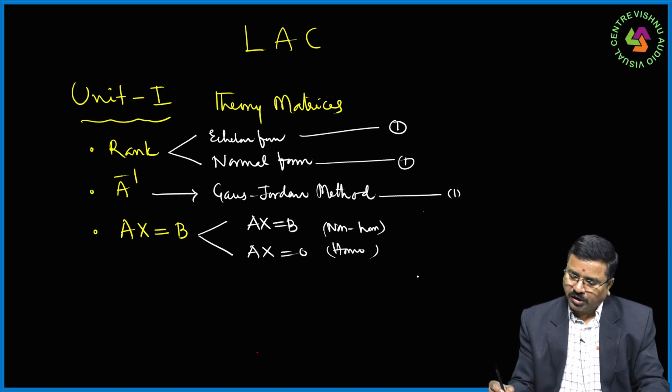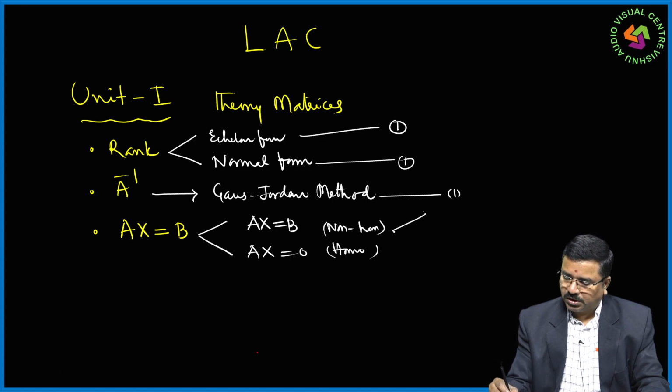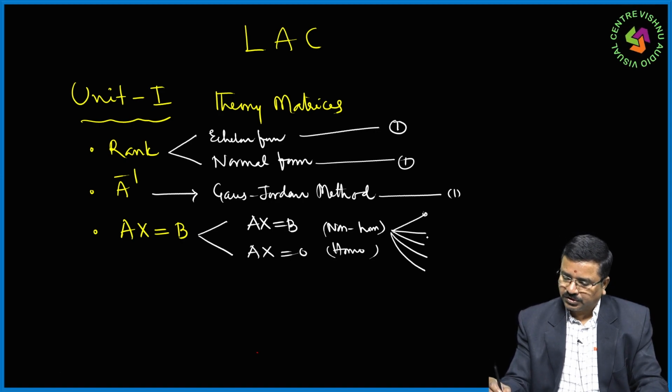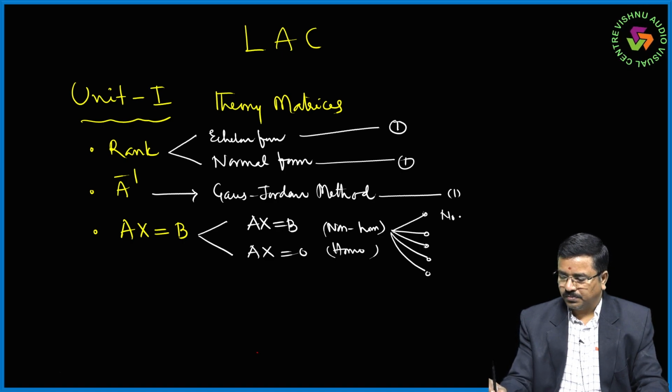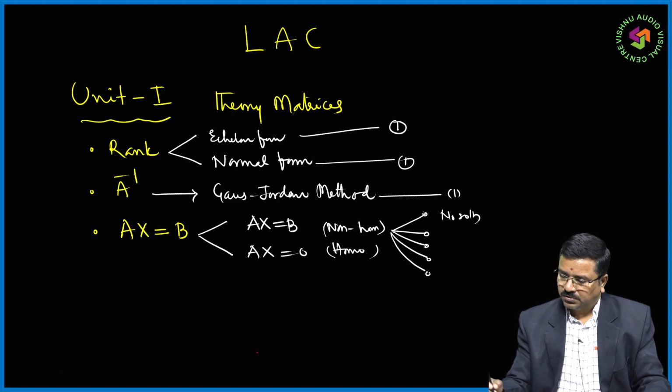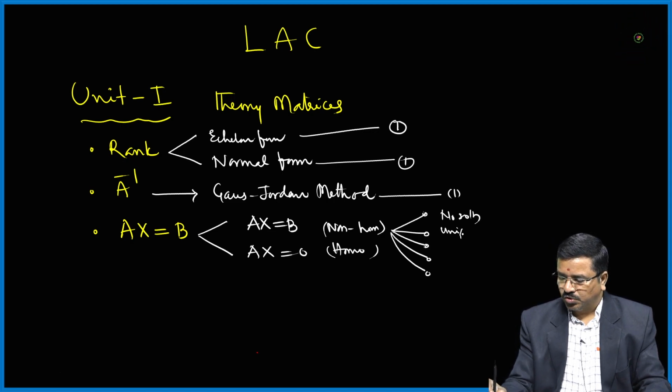If you look into the non-homogeneous system, we have a total of 5 different types of problems. The first kind is the no solution problem. The second is the unique solution problem. The third is the many solutions problem.